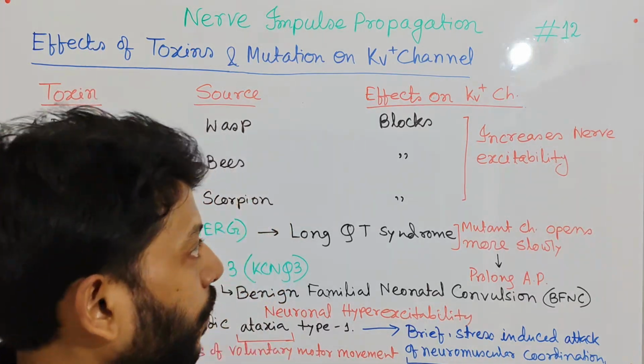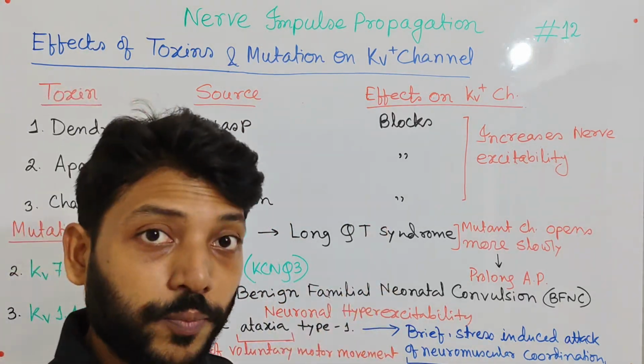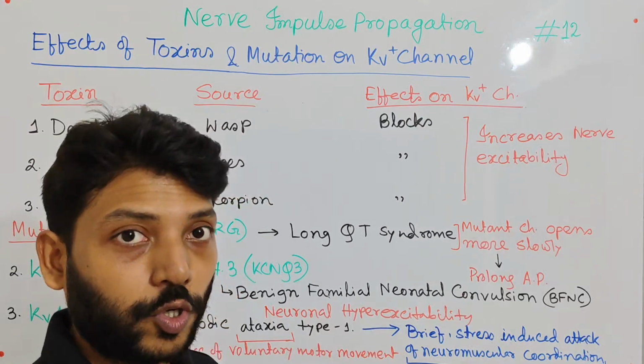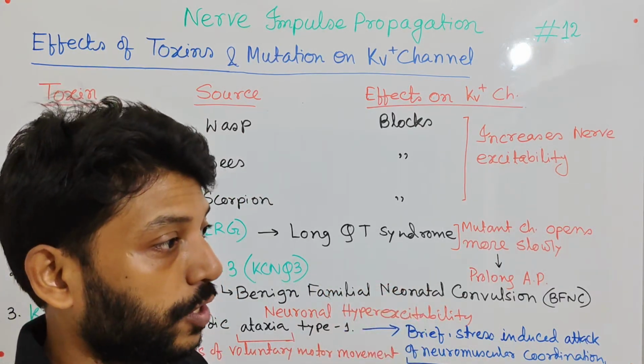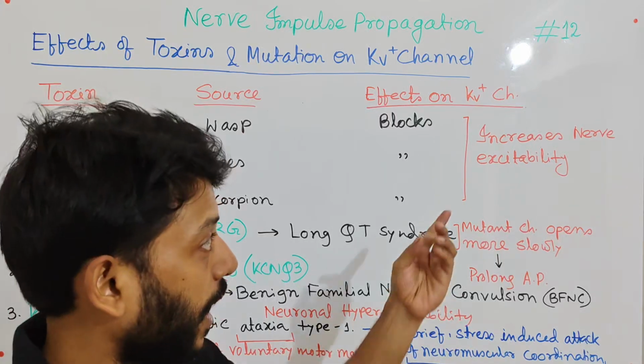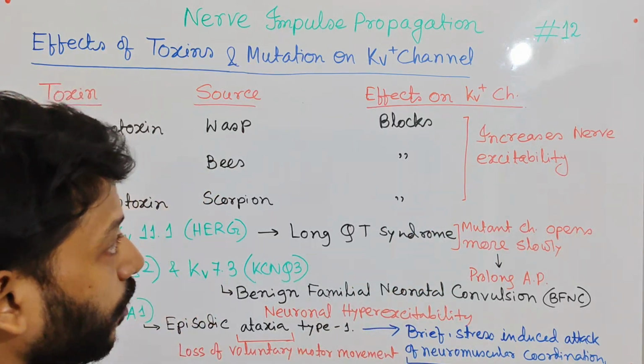or resting potential. Now if the voltage-gated potassium channel is blocked, what will happen? Repolarization will not occur, so the depolarization will continue, and that causes prolongation of the action potential, and that causes the increase in nerve excitability.